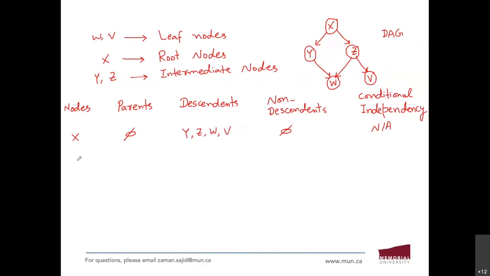Now let's go to the variable Y here. If you look at your diagram, Y has only one parent, which is X. Now in terms of descendants of Y, I have the W here, which is the child of Y. So I can write it down in the descendants of Y. This is your W. For the non-descendants, your Y is not linked directly with the Z and V here. So these will be your non-descendants for Y.